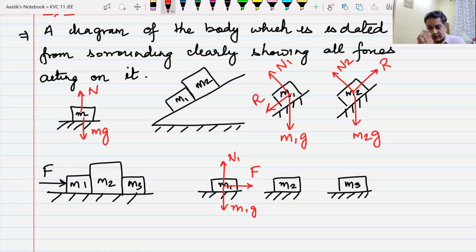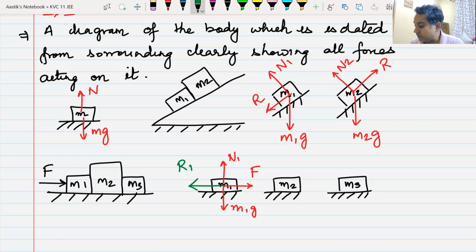But remember, F1, M1 and M2 are in contact. So there is a contact force between them. M2 is pushing it back. So I call that force R1. Do we understand this? This becomes the free body diagram of M1.